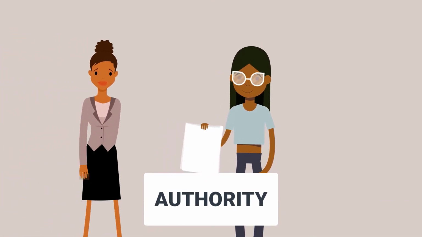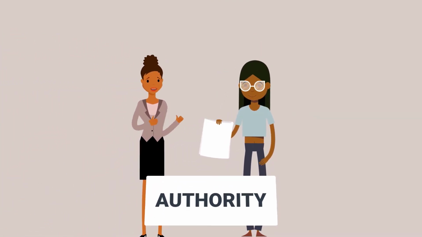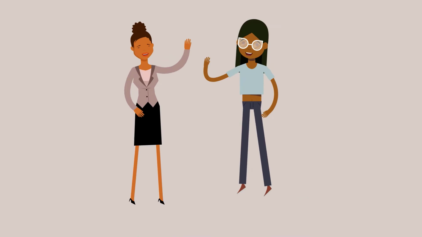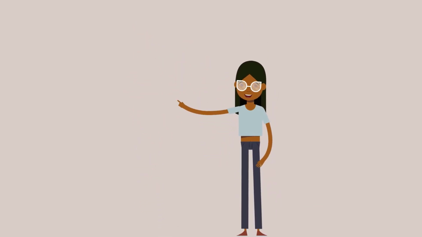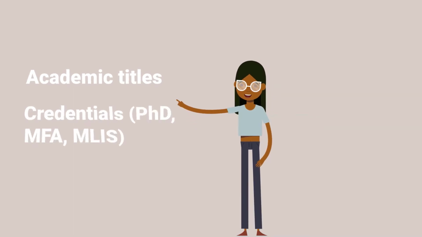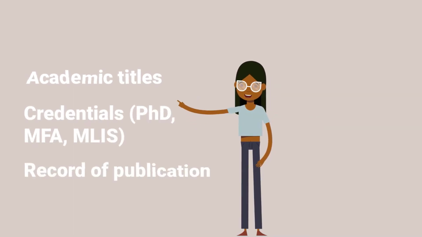Authority. Where is the information published and who wrote it? You should investigate the author, ensuring that they are experts in the field. Look for academic titles, credentials such as terminal degrees, and a record of publication in the specific field.